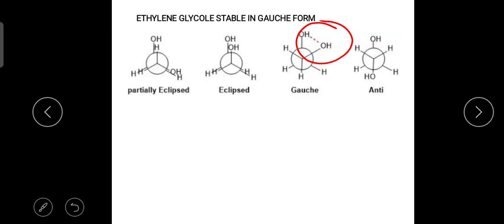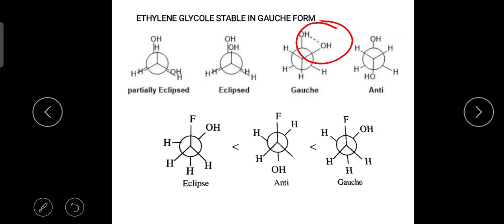And if we substitute these OH groups by any electronegative atoms or groups such as OH, NH2, fluorine, chlorine, bromine, etc., then the stability of these conformers is the same as ethylene glycol. So there occurs a strong attraction force between the electronegative atoms and the OH group. Therefore, gauche conformers are more stable for this type of molecule.